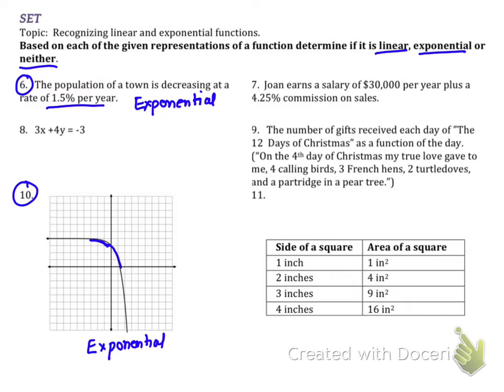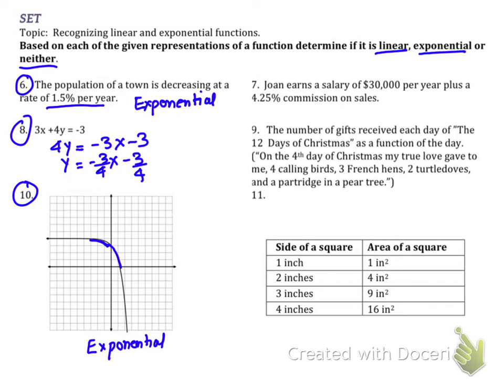Again, let's see this one. What is it going to be? You can rewrite this equation. We have learned that when it's a straight line, it's going to be linear, and actually this is an equation of a line, the standard form of a line. But if you want it in slope intercept form, it's up to you. You can write this as 4y is negative 3x minus 3, and y is negative 3 over 4 x minus 3 over 4, by dividing both sides by 4.